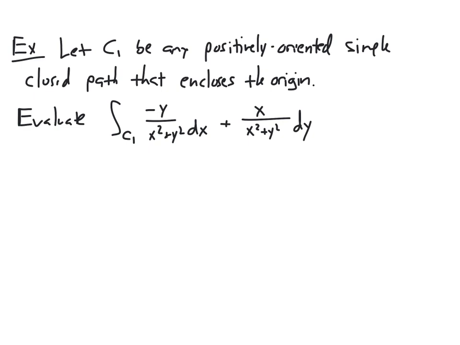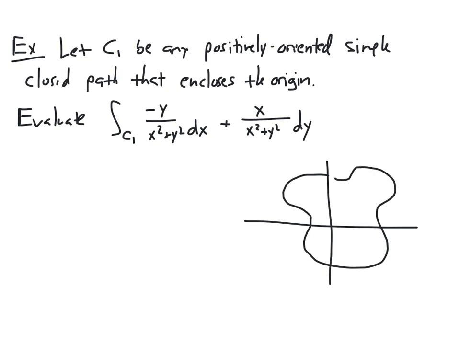And so what we're going to do, I'm going to start by just looking at an example. And so I have the C1. All I know about it is a positively oriented simple closed curve that encloses the origin. So it doesn't have to look anything like this, but here's an example of what it could look like. So I'm just going to draw this. It's a simple curve. It is positively oriented by how I've drawn my arrows. And the origin there is inside this curve. So this is a picture of what C1 might look like.